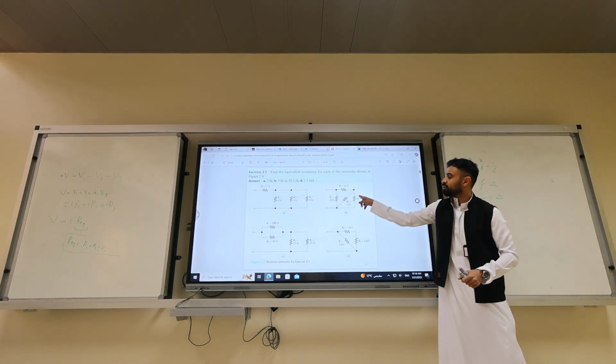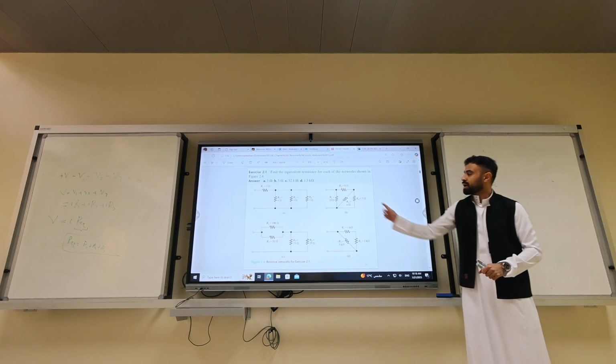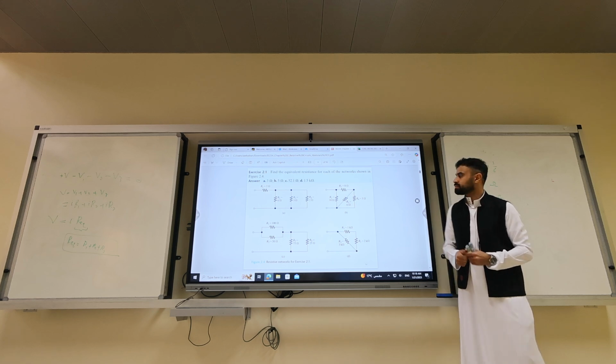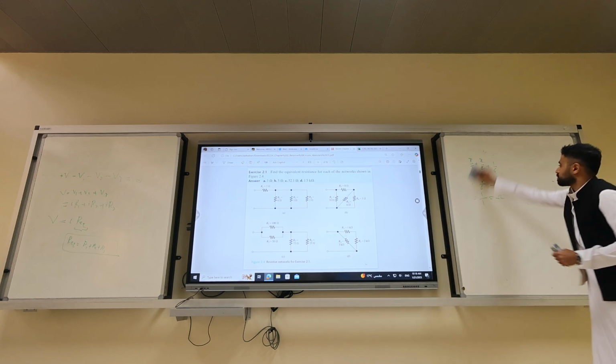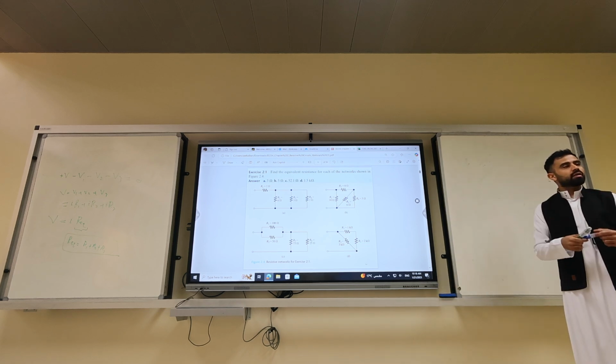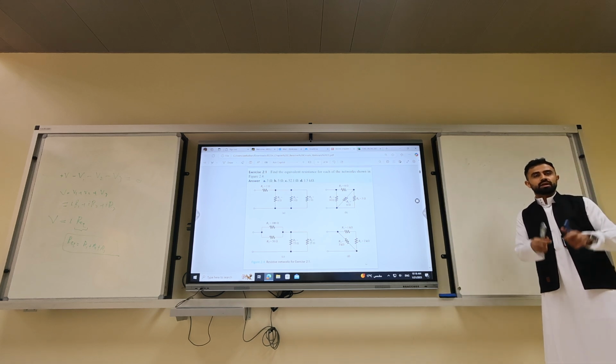Let's do this. What's the relationship between R4 and R3? Parallel. 3 parallel with 6. How much? 1 over 2. 2. It's always going to be less than the combination.